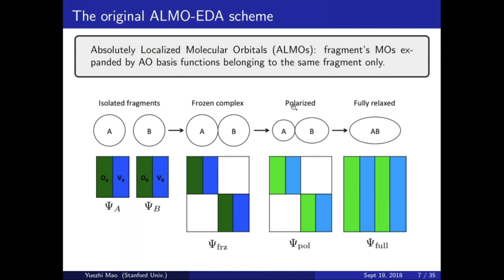Then we perform the polarization calculation by allowing orbital rotations on each fragment, but the interfragment relaxation is forbidden. These molecular orbitals are absolutely localized because they are only expanded by the AO basis functions on the same fragment. And finally, we remove this ALMO constraint. At this point, we allow intermolecular charge transfer, and this will be the full SCF solution for this molecular complex.